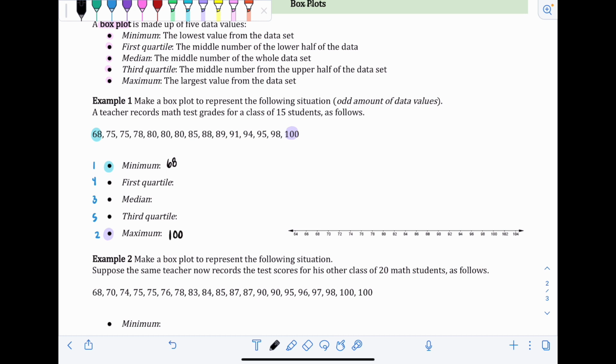And then the median, that's going to be the number in the middle of the entire data set. So I'm going to do it the same way as I have been, where I just mark down with dots each value until I get to the middle.